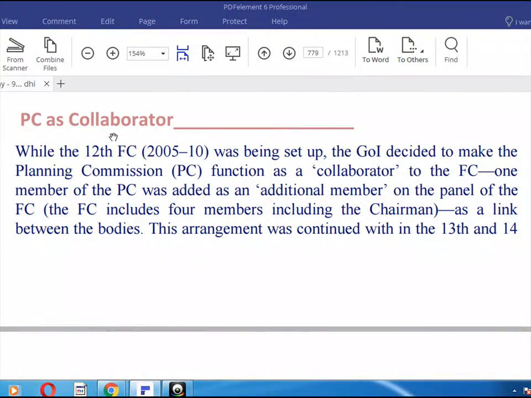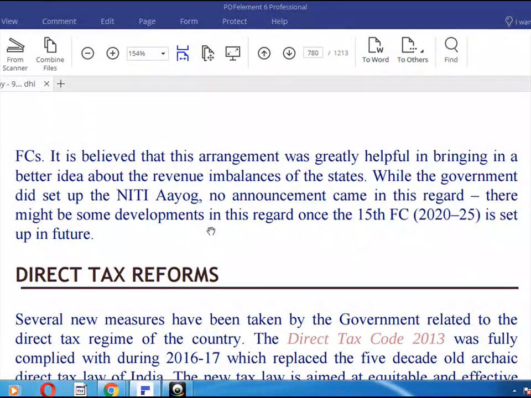Planning Commission as a collaborator. While the 12th Finance Commission was being set up, the Government decided to make the Planning Commission function as a collaborator to the Finance Commission. One member of the Planning Commission was added as an additional member on the panel of the Finance Commission. The Finance Commission includes four members, including the chairman, as a link between the bodies. The arrangement was continued with the 13th and 14th Finance Commissions.